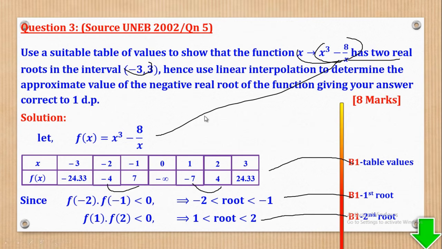So next is to use linear interpolation. Now here they didn't specify whether it is initial approximation or beta approximation. So what does that mean? It means that when they don't specify whether it's initial or beta, but they give the required accuracy, it is automatic that they want a beta approximation.